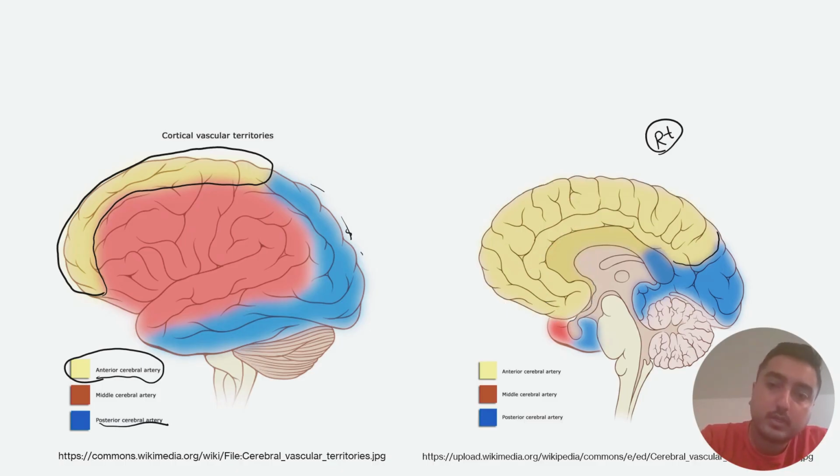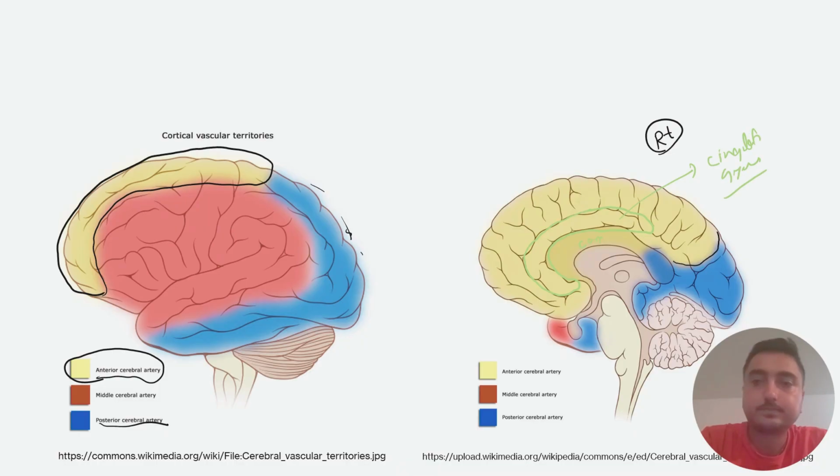So this one over here that you are seeing, this portion which is raised and which is lying just outside the corpus callosum, is the cingulate gyrus.